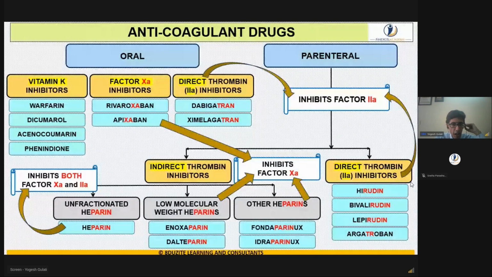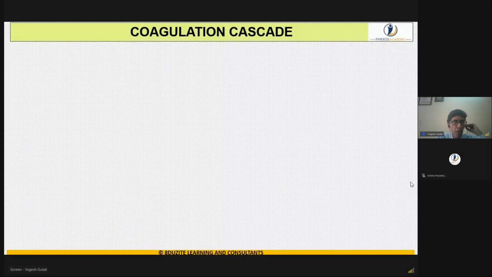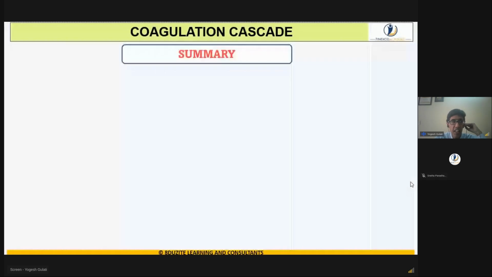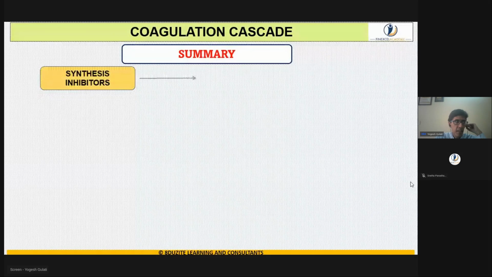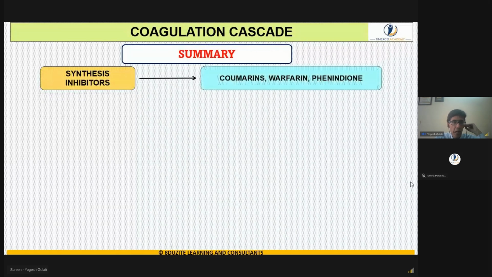Okay. Now, this is a summary of whatever we have discussed in the classification and the tricks. We know there are synthesis inhibitors. In synthesis inhibitors, what do we have? The coumarin groups, the warfarin groups, the phenindione. They do not inhibit any clotting factor, but they inhibit the synthesis of clotting factors in the liver. So they are inhibiting synthesis, but whatever is circulating in the blood, they are not touching. They are only inhibiting the new formation in the liver.